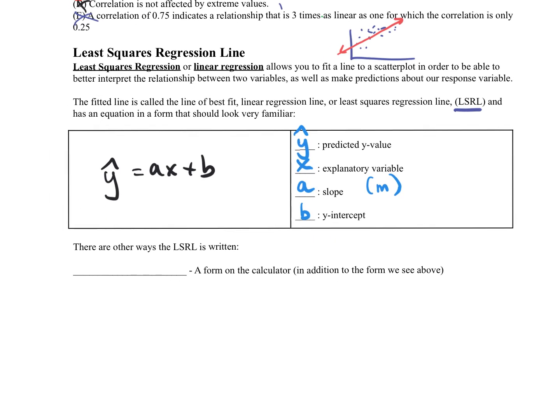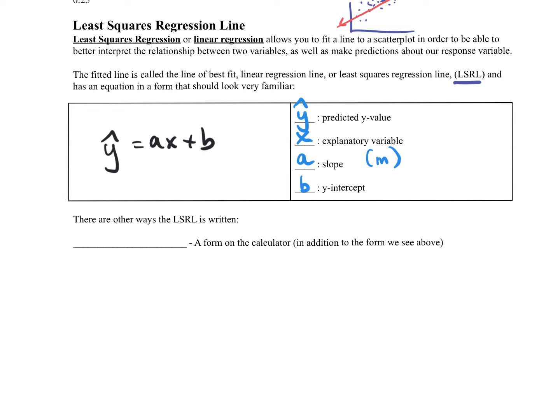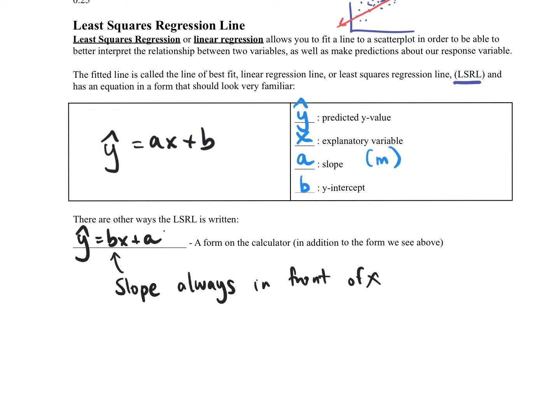You could also write this in other ways. I've actually seen other calculators write it as y equals bx plus a, which is kind of bizarre. But the big thing is the slope of the line is always in front of x, and that's just true from algebra. And then the number with no x is going to be our y-intercept. That continues to be true, just like any line equation that you've ever seen.